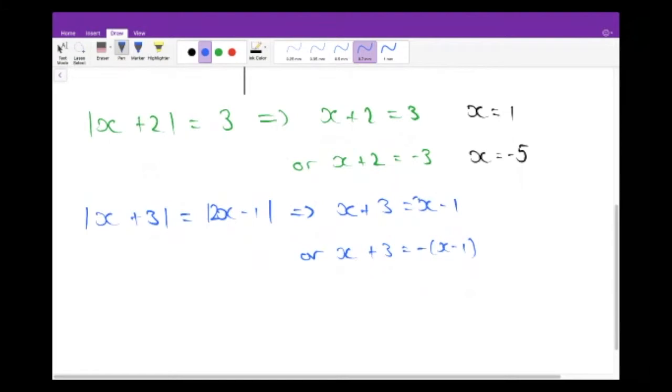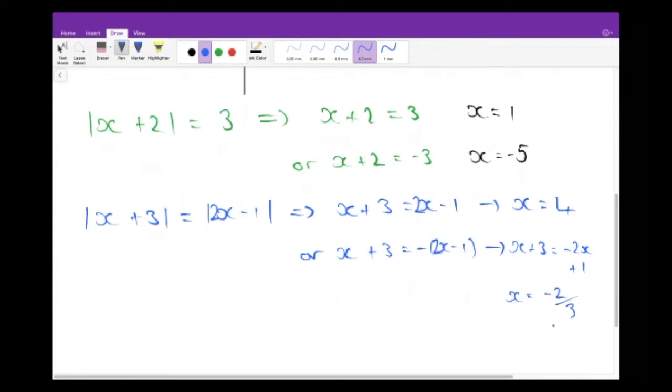Let's make this a 2x. So solving both of these again, we would get that x is equal to 2 for this one. So 2 plus 3 equals 5. No. X plus 3 equals 2x minus 1. That becomes x equals 4. Or for this one, we'd get x plus 3 equals minus 2x plus 1, which would give 3x equals minus 2, or x equals minus 2 over 3.